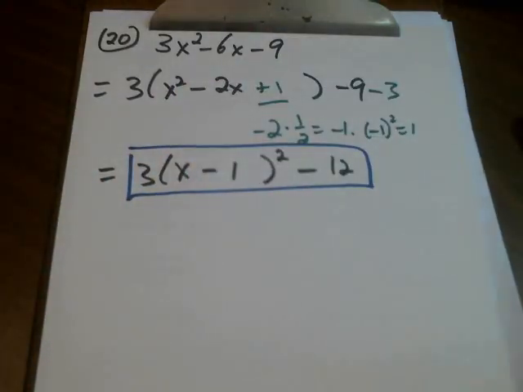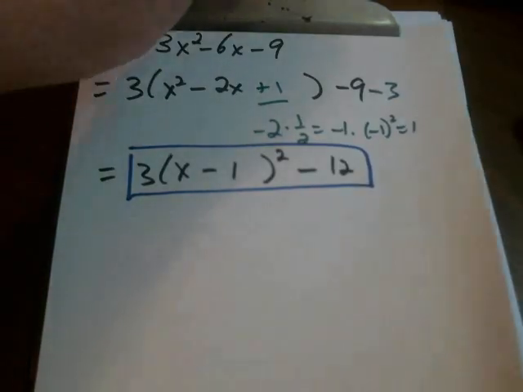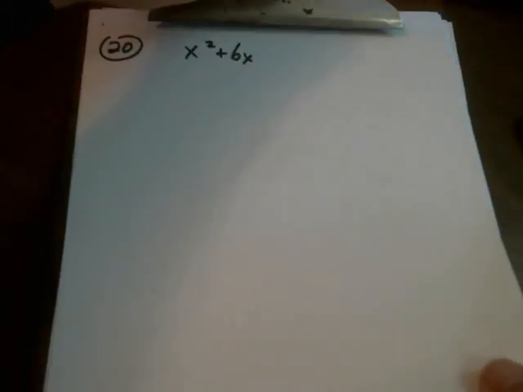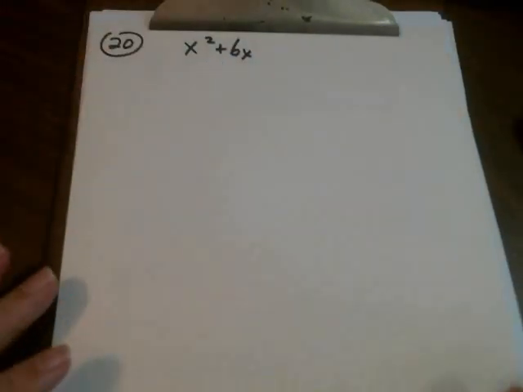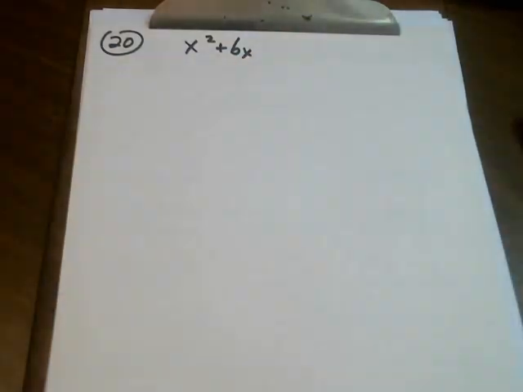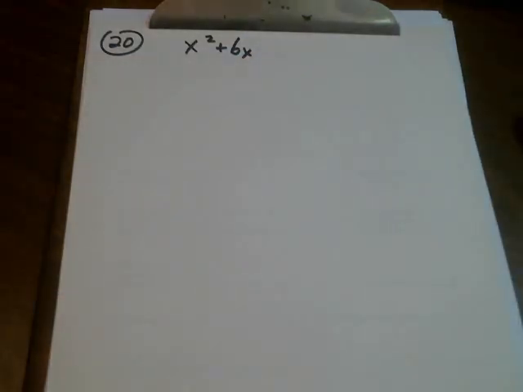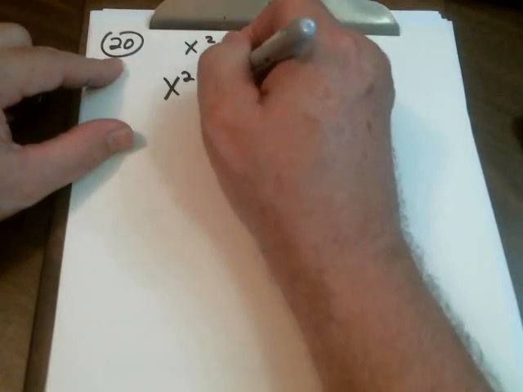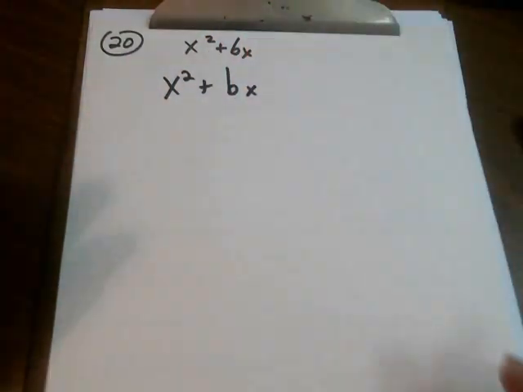And just one more. I believe this last one is from practice exam D. This is a B, not 6. Sorry, that's a little unclear here. Let me try to write that a little better. X squared plus bx.